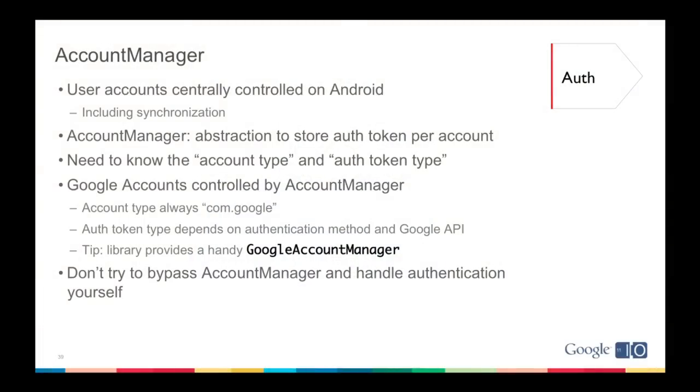So the key two things you need to know: what is the account type, and what is the auth token type? With Google accounts, the account type is always com.google. So that's simple. The auth token type depends on which authentication mechanism you're using and which API you're talking to. And there's a little useful utility in the library called Google Account Manager. It's pretty much the same as Account Manager, except it knows what the account type is already.